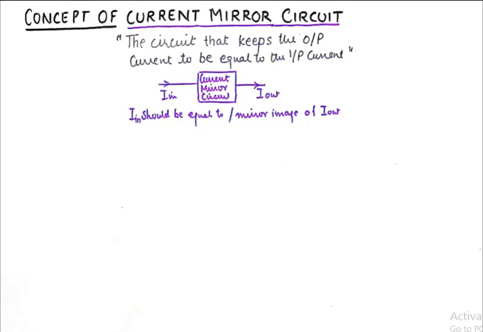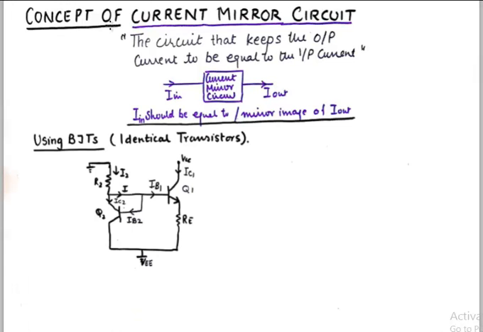Let's understand this concept with the help of BJTs. If we were to implement a current mirror circuit using BJTs, we'll need to use identical transistors. Over here I've used two transistors, Q1 and Q2, and the arrangement of these two transistors is such that the observable current here, I2, should be equivalent to the observable current here, which is IC1.